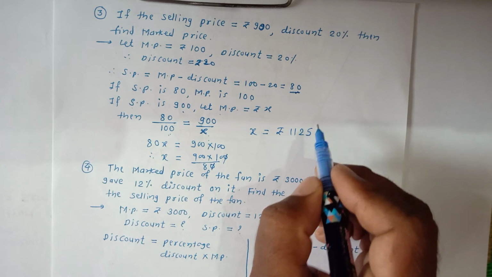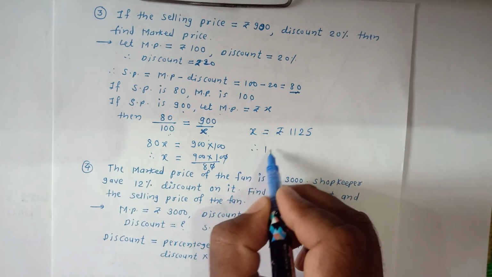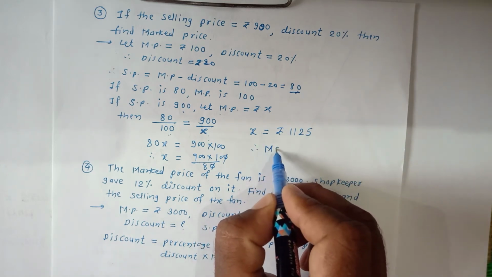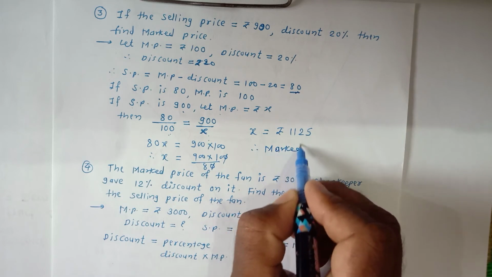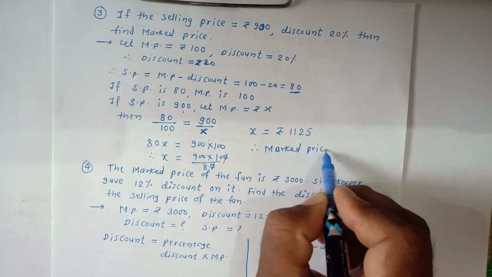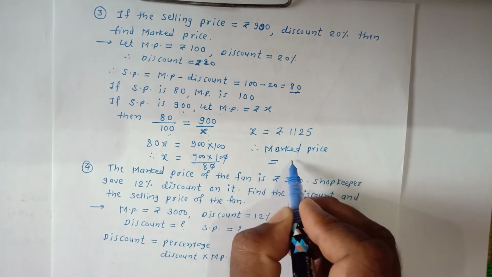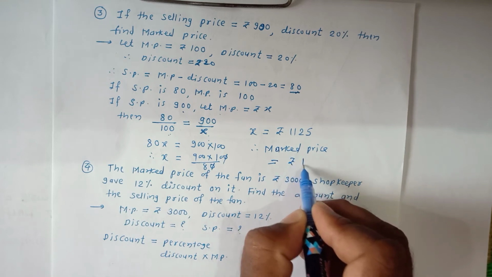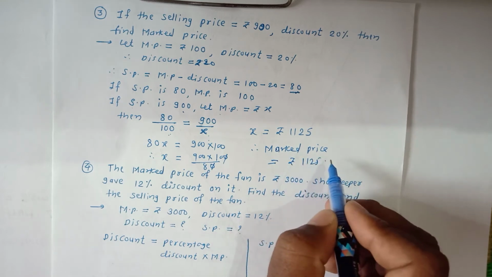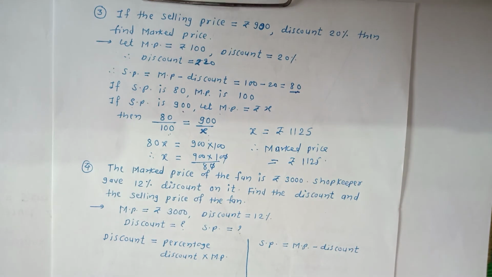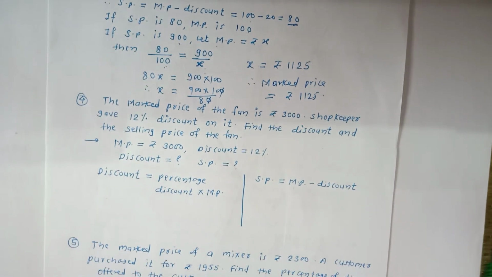Therefore x is equal to, if we calculate this value, rupees 1125. Therefore mark price, MP, is equal to rupees 1125 here.